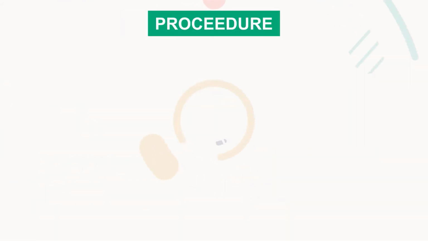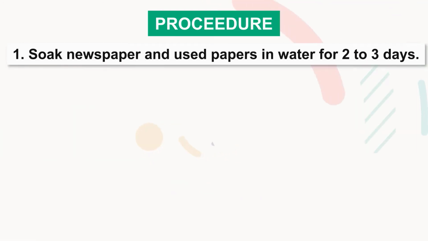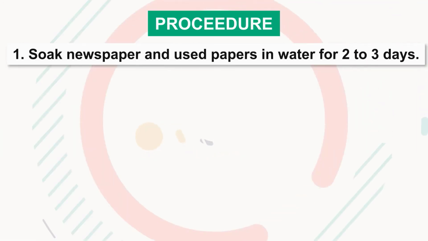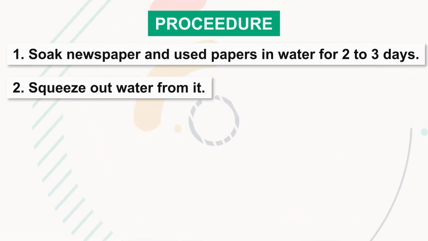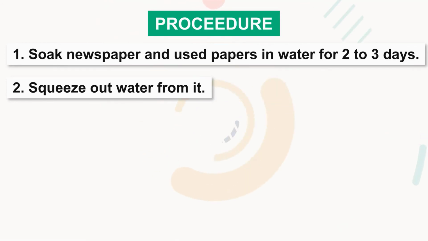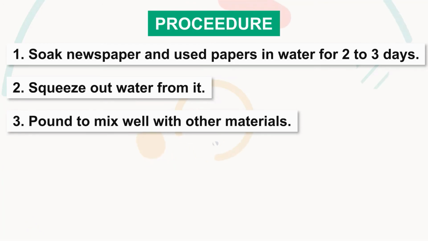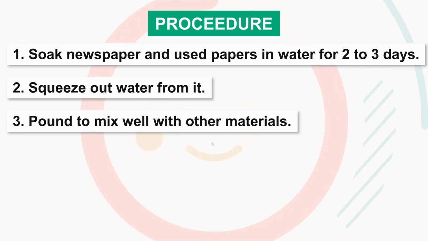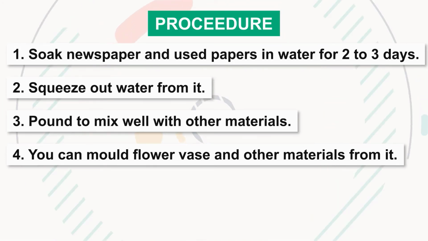Procedure. Number one, soak newspaper and used papers in water for 2 to 3 days. Number two, squeeze out water from it. Number three, pound to mix well with other materials. Number four, you can mold a flower vase and other materials from it.